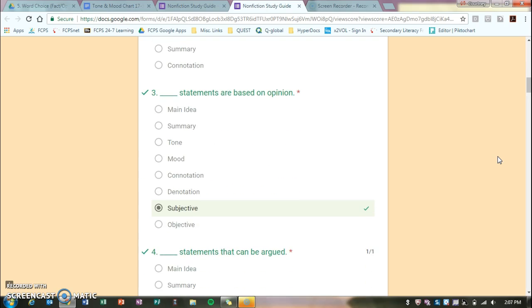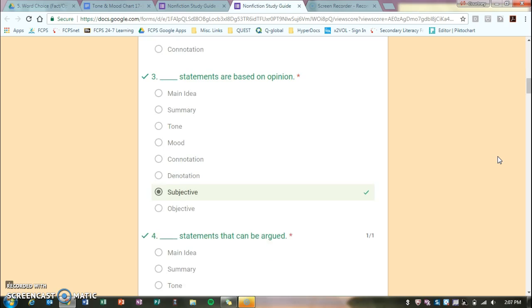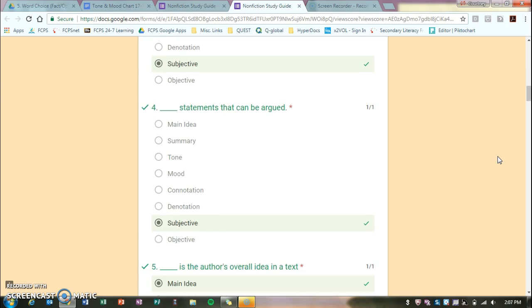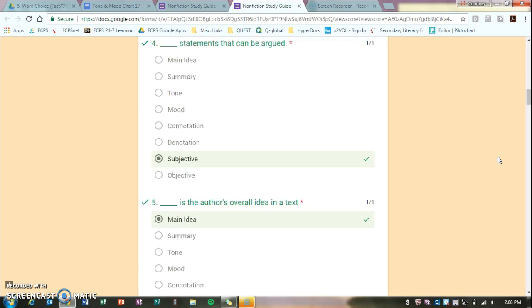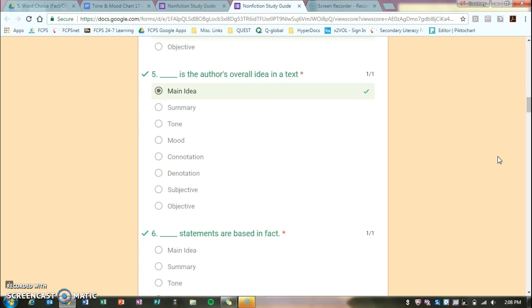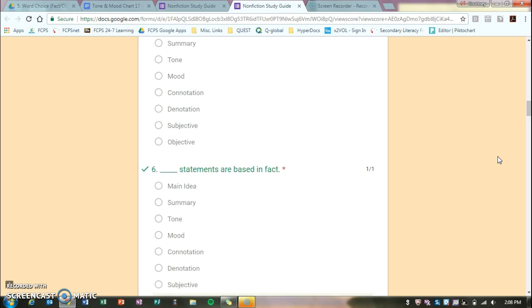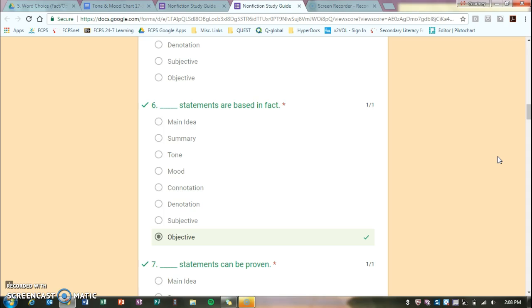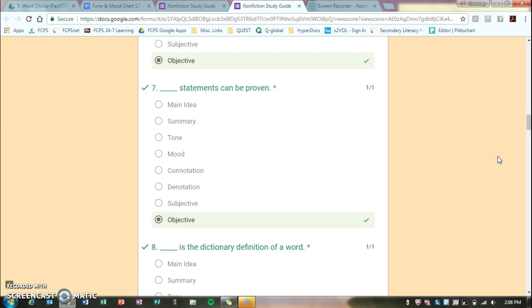Statements that are based on opinions are subjective because they can be argued. So again, subjective statements can be argued. Number 5, the main idea is the author's overall idea of a text. Number 6, objective statements are based in fact, and that is because they can be proven. So number 7, objective statements can be proven.